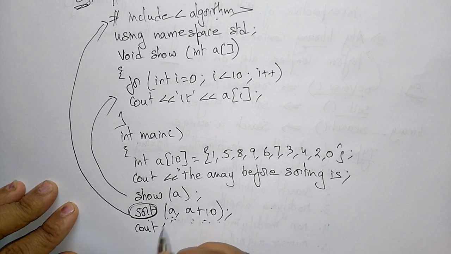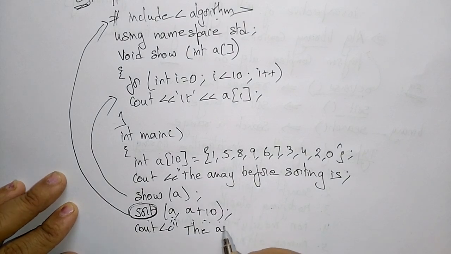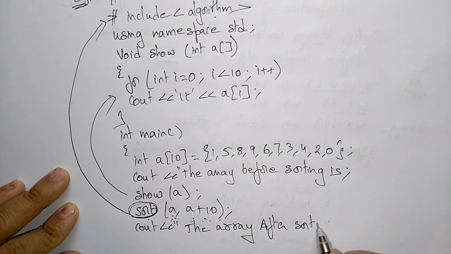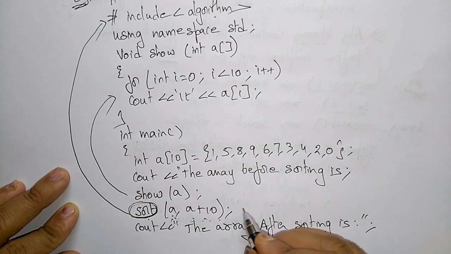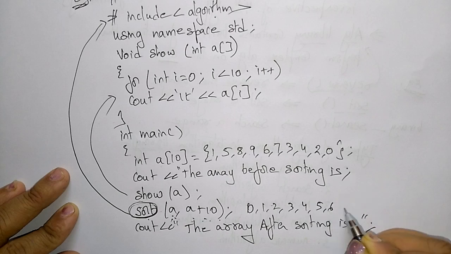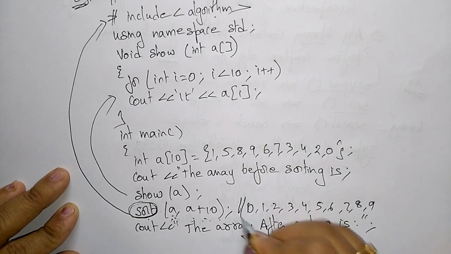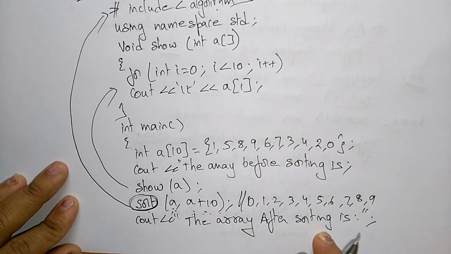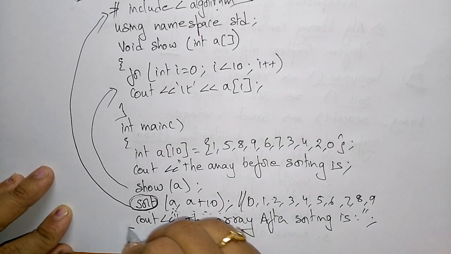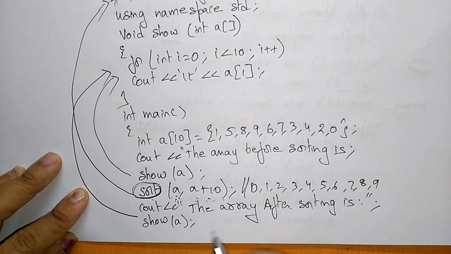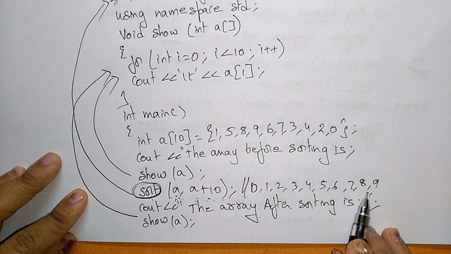Now print the message, the array after sorting. That message has to be printed: the array after sorting is. Now the elements are sorted like 0, 1, 2, 3, 4, 5, 6, 7, 8, 9. Whenever sorted, I am writing the message the array after sorting is. Now I have to call this function again, show(a), because these values have to be printed on the screen.